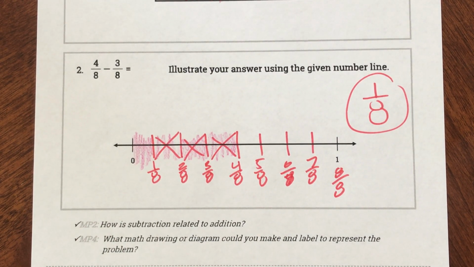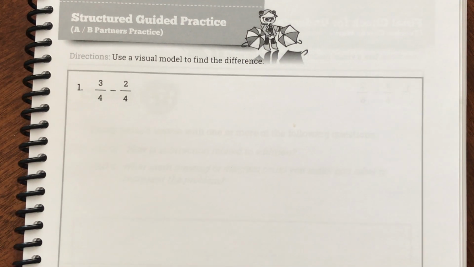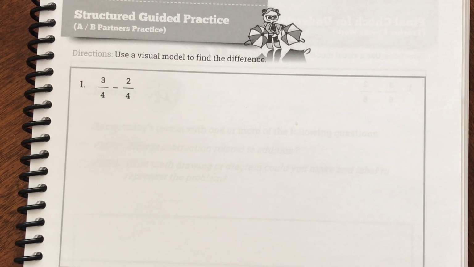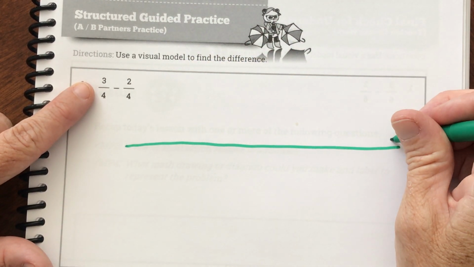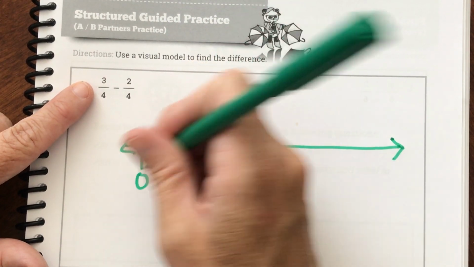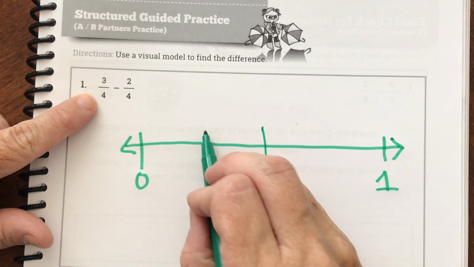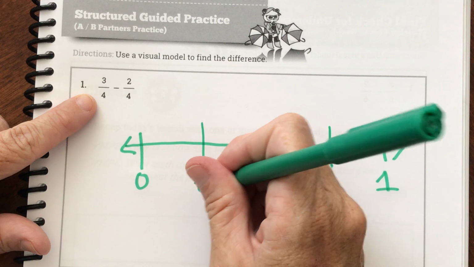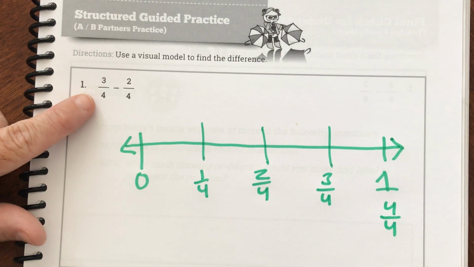Okay, let's try some together. So we are on page 88. Here is my first one, or our first one. It says 3/4 take away 2/4. Why don't we do a number line for this one? So that means that we need to draw 3/4 in a number line. So let's start by drawing our number line. We always have 0 and 1 whole. And the 4 means we have to partition it into fourths, 4 parts. So we have 1/4, 2/4, 3/4, and 1 is equivalent to 4/4.